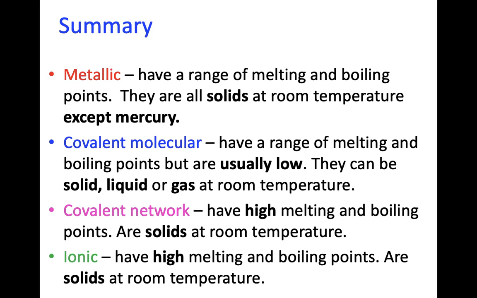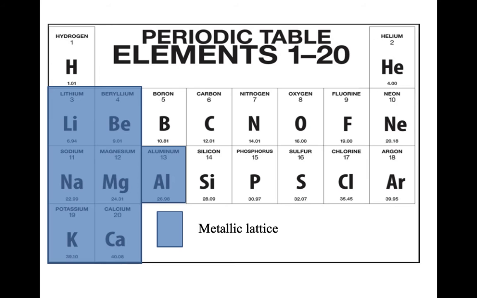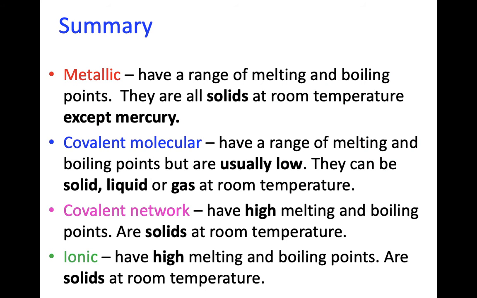Covalent networks, on the other hand, have very high melting and boiling points. They are all solids at room temperature. Ionic bonds have high melting and boiling points, and they are solids at room temperature. That is the summary of what you viewed in that table you completed. So, I'm going to say it one more time. I'm going to go back, we're going to say it again.